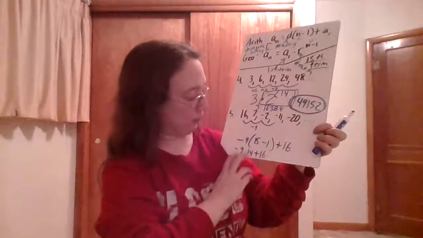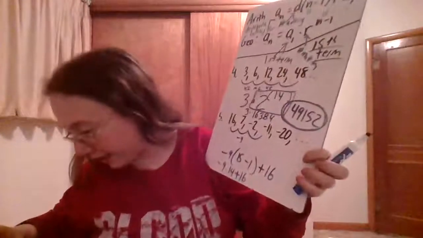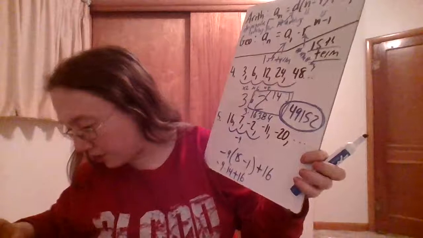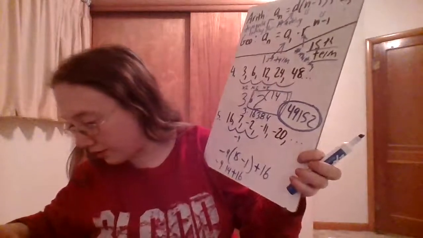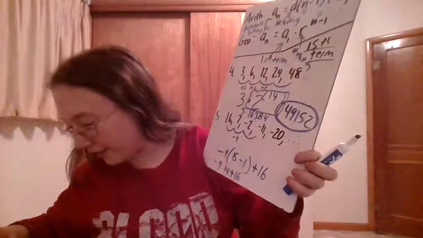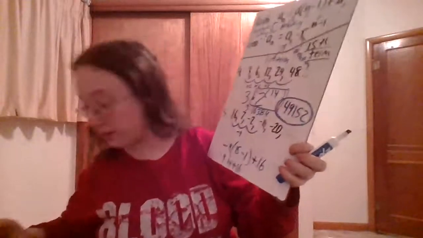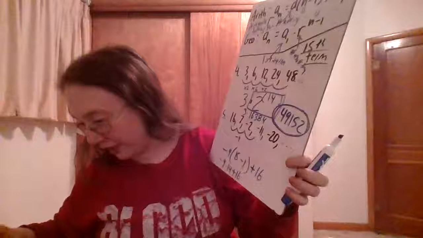Because you want this first anyway. So negative 9 times 14. Oops. Negative 9 times 14 gives you negative 126, plus 16 gives you negative 110.